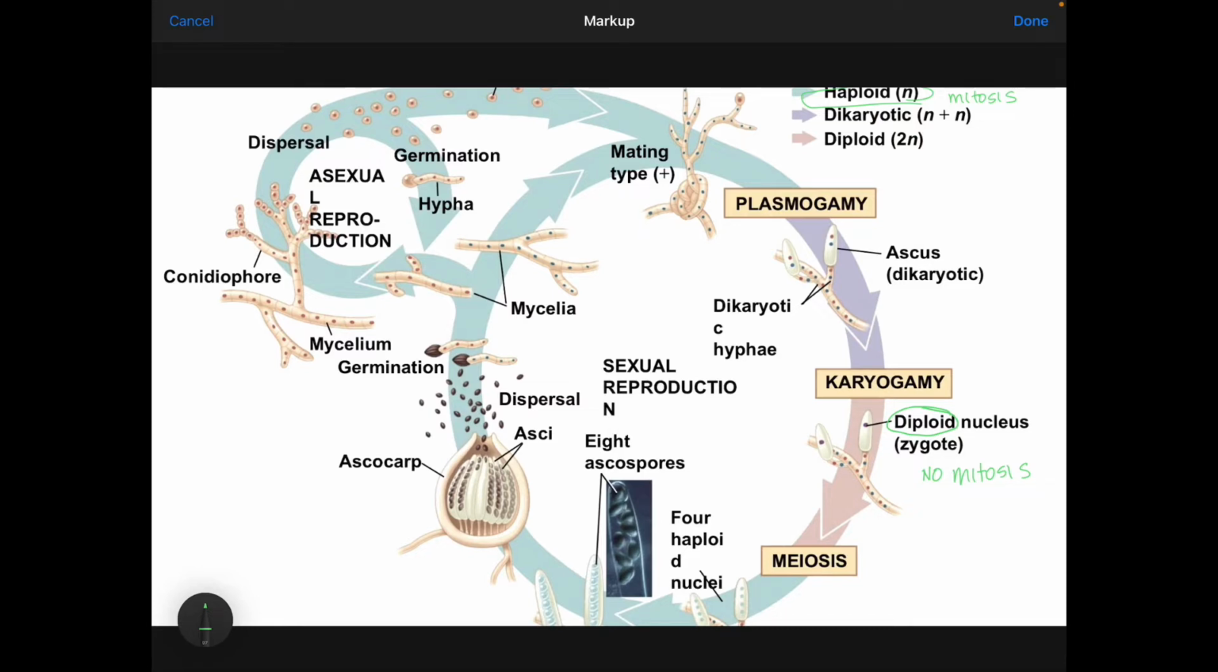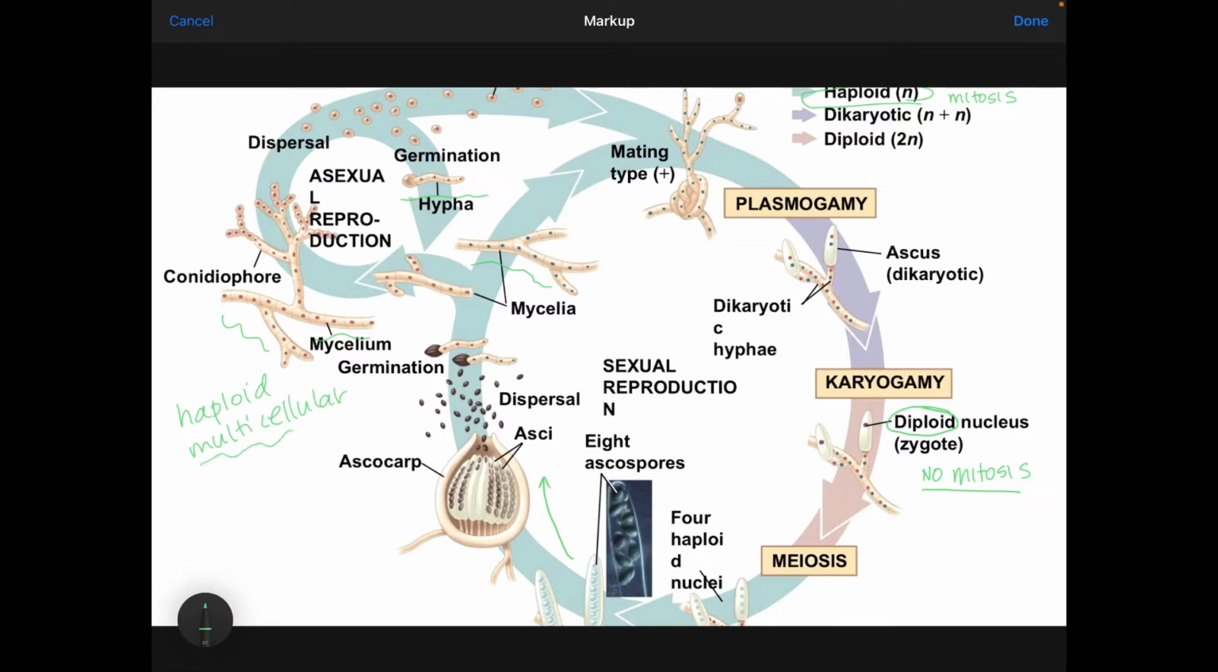Anything that's in turquoise on here. So the diploid stage, no mitosis. The other thing to look for here would be that there is a haploid multicellular organism. In this case, our haploid multicellular organism is going to be most of the turquoise stuff. So all of this here, the mycelia, the conidiophores, all the hyphae, that is all haploid multicellular.